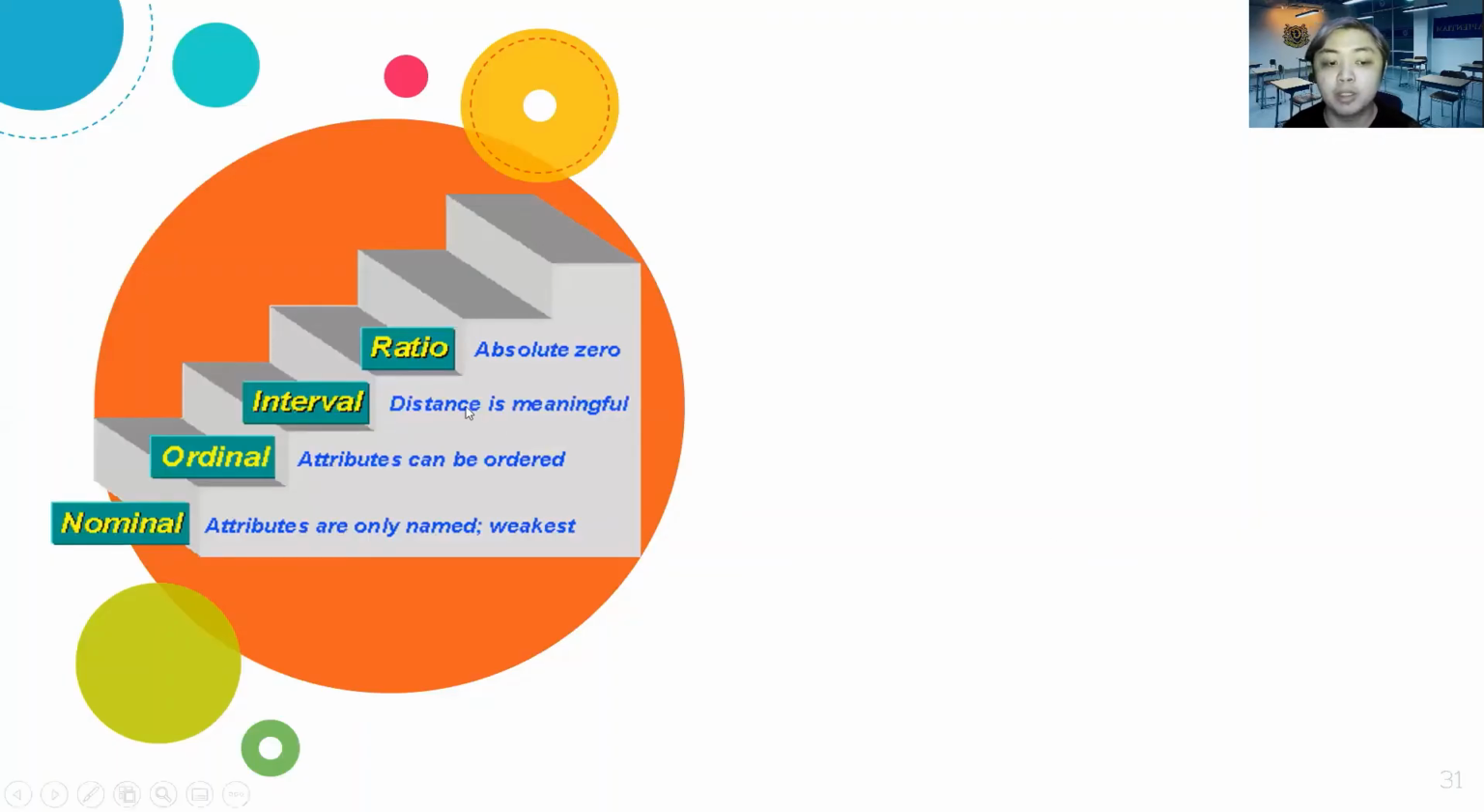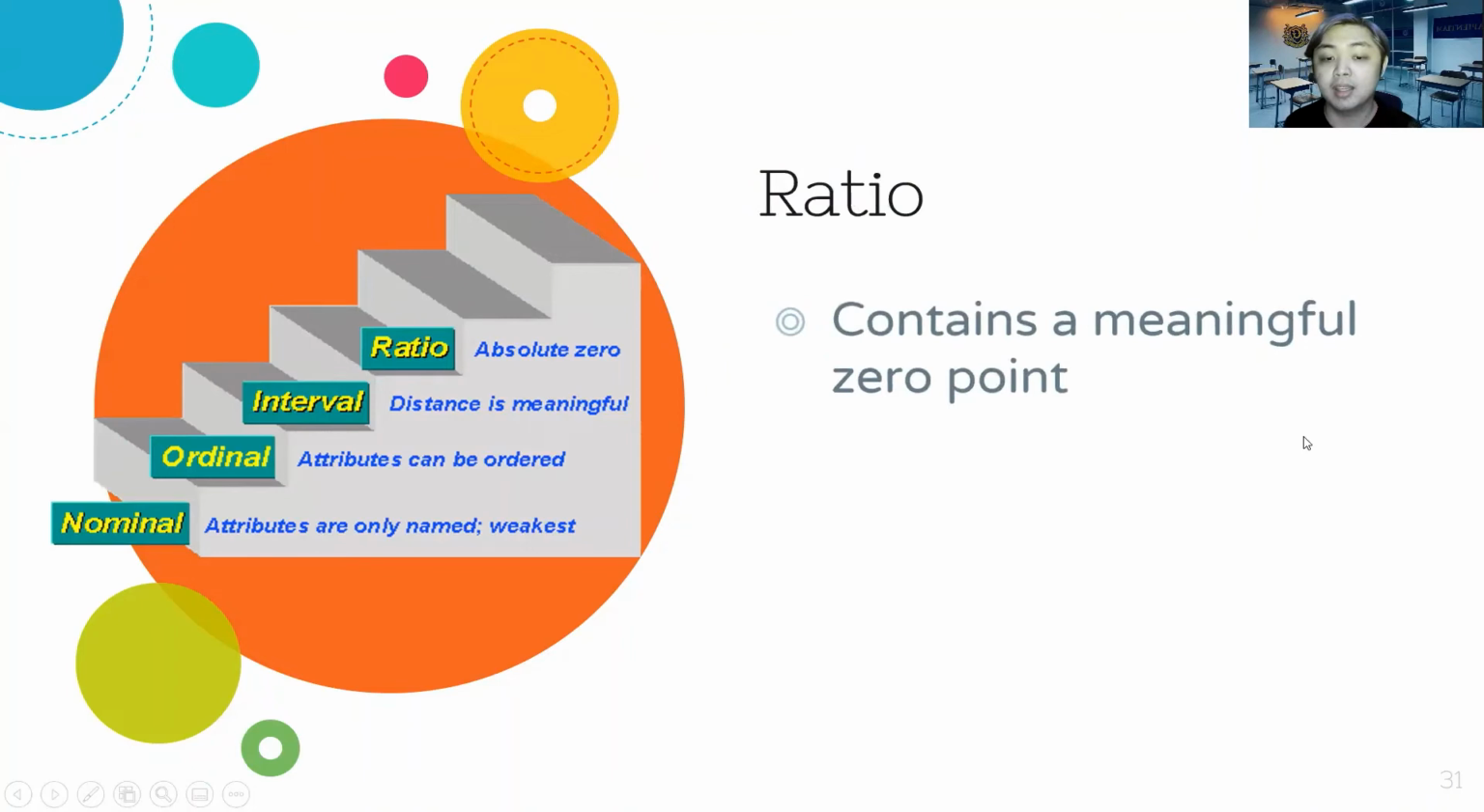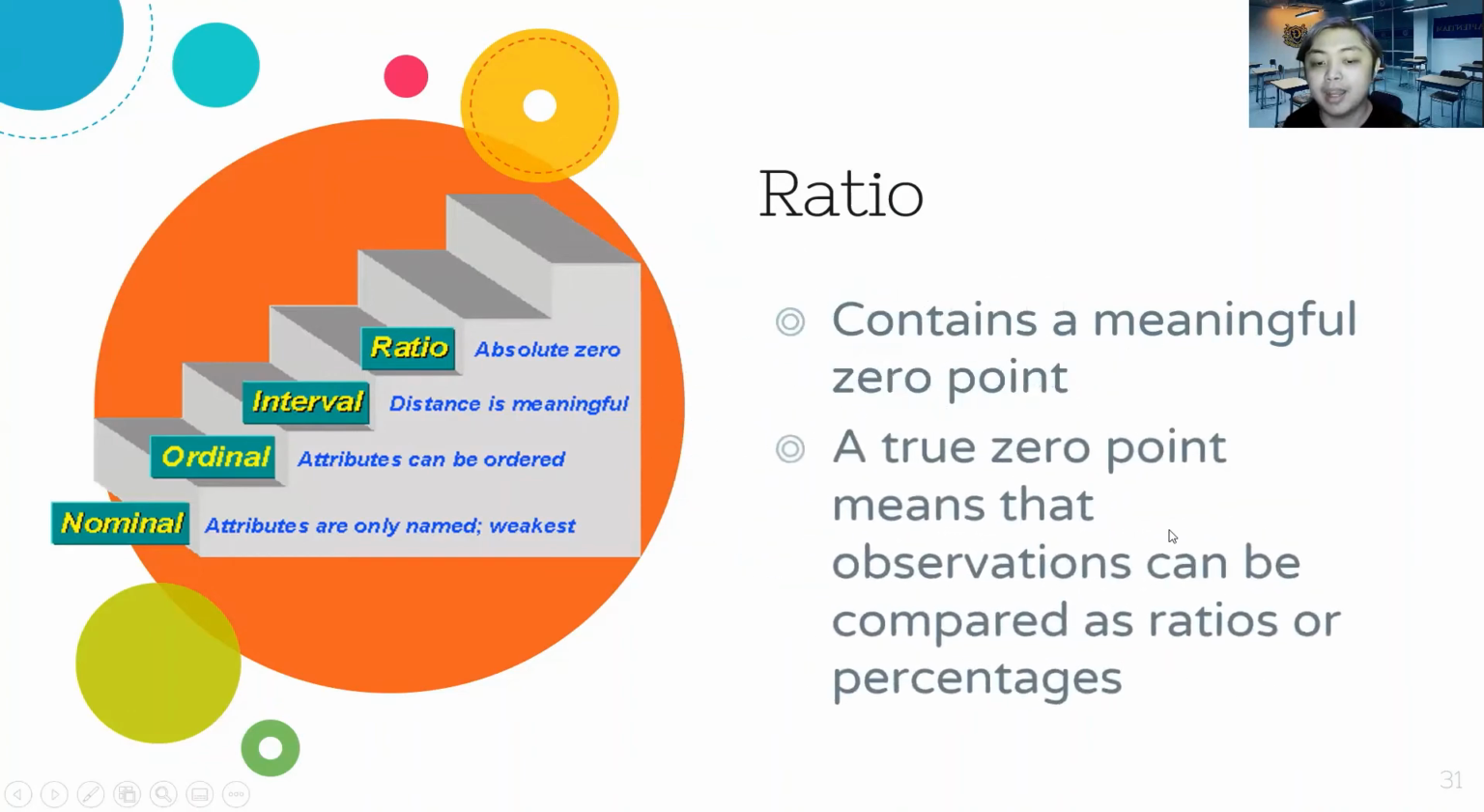Lastly, we have ratio data. This one has almost similar characteristics with the interval. The distance is meaningful. The interval from one point to another is fixed. However, ratio has an absolute 0. The 0 point is meaningful. It may mean the total absence of a certain value or a certain measurement. A true 0 point means that the observations can be compared as ratios or percentages.